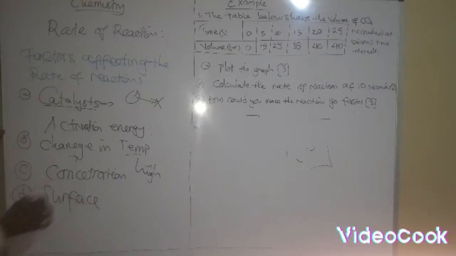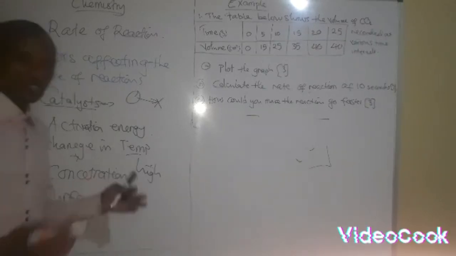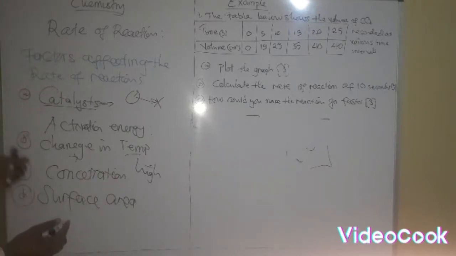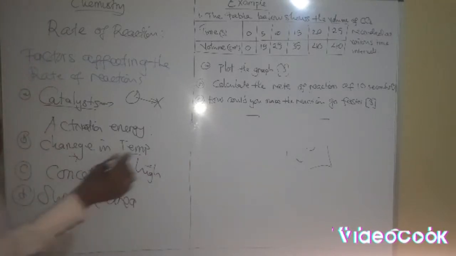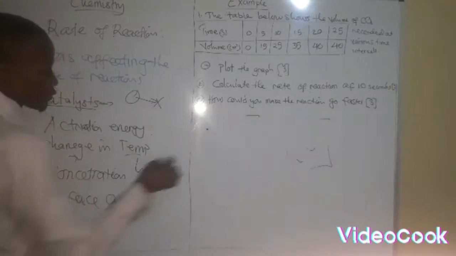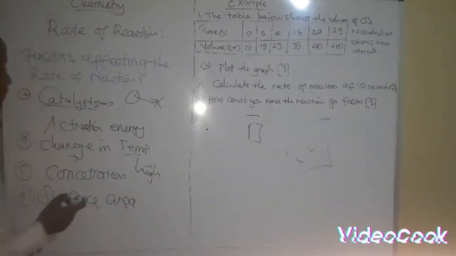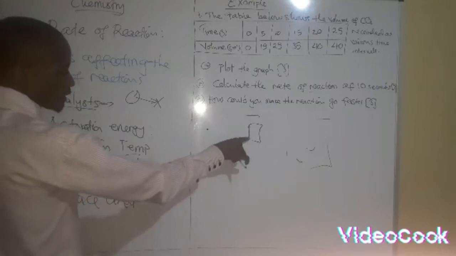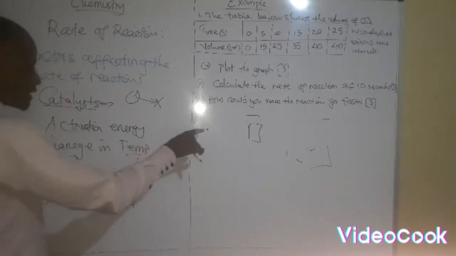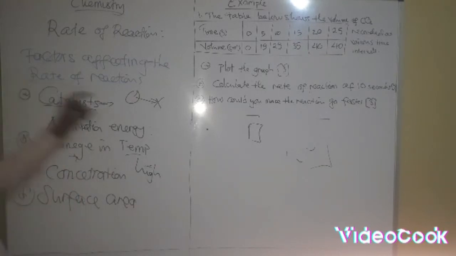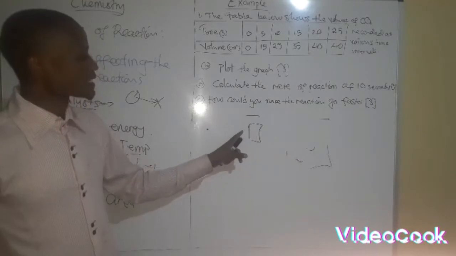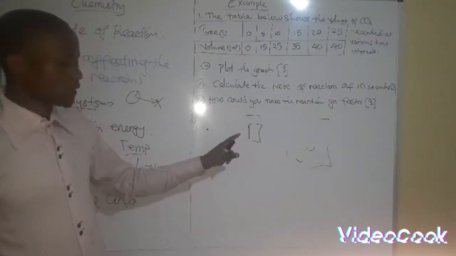How does the surface area affect the rate of reaction? The surface area is the area exposed to the reaction. The smaller the reactants, the higher the reaction. Meaning that if this is the reactant, we also have another reactant of the same type, but this one is smaller, this one is bigger. You can see that. So the smaller the reactant, the bigger the surface area exposed to the chemical reaction. The bigger the reactant, the less the surface area exposed to the reaction.